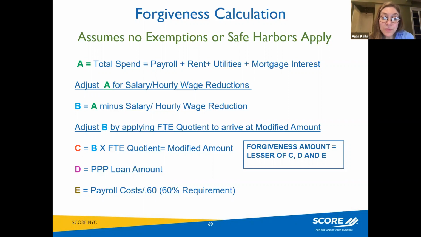Then you take amount B, and you apply the FTE quotient to arrive at the modified amount. This is where the FTE quotient is important, because if the FTE quotient is 1, then you just multiply that B by that 1, and you get the modified amount. If it's less than 1, then you are applying a less than 1 ratio, which will bring down your modified amount. So you get to your modified amount, you have your PPP loan amount, and then you have your payroll cost divided by 0.60, and the forgiveness amount is the lesser of those three.